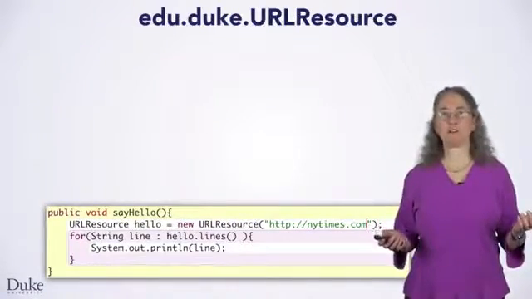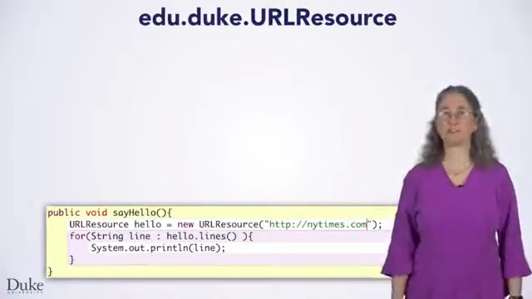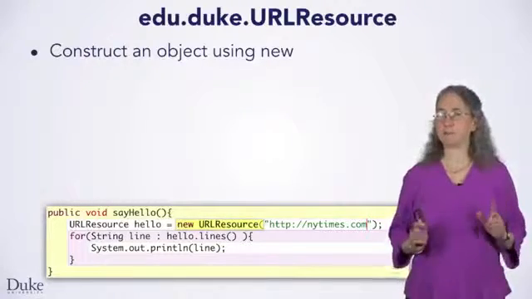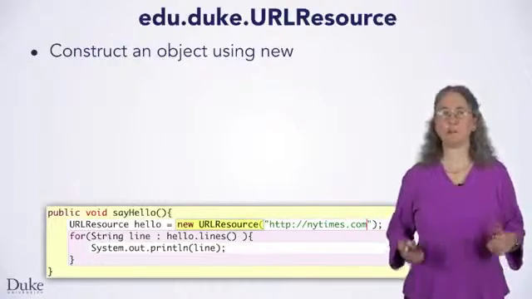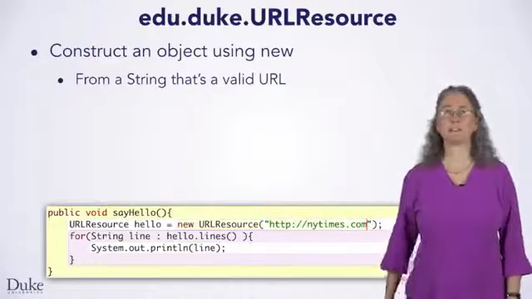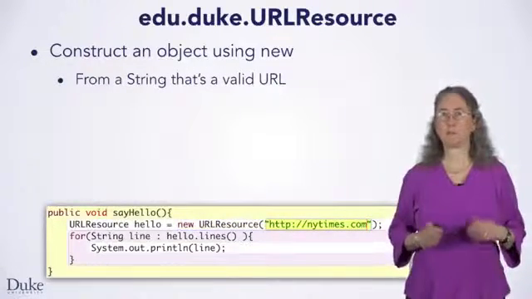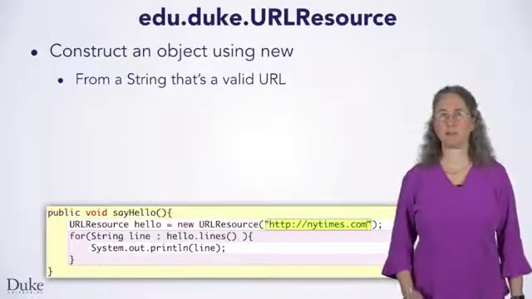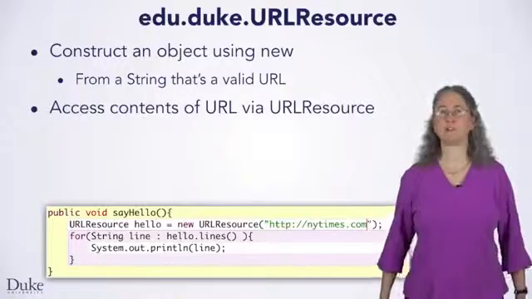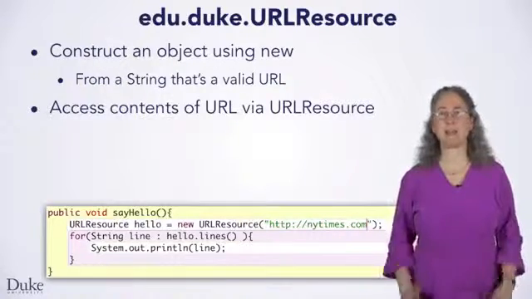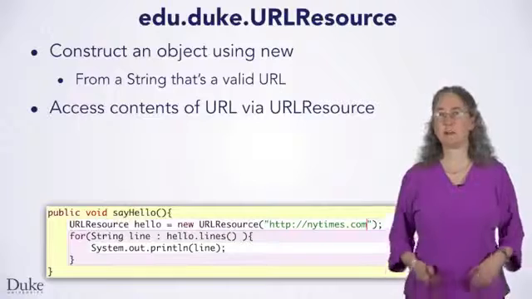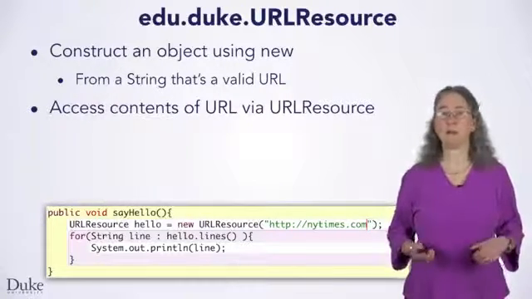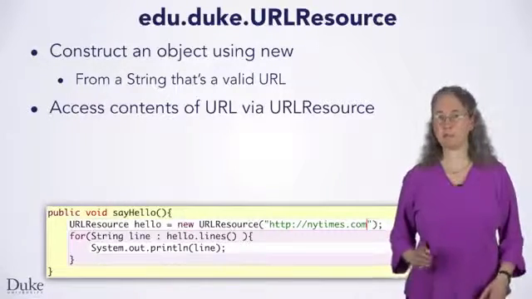This is similar code to the example we just saw, but this code uses the URL resource class from the edu.duke library. Just as with the file resource class, you construct a new URL resource by using new. One difference is that you construct a URL resource with a string that's a valid URL. That's a little different from how a file resource is constructed. You access the contents of a URL resource in precisely the same way that a file resource is accessed. The big difference is that the contents of a URL resource come from the World Wide Web via a URL, not your computer via the name of a file.